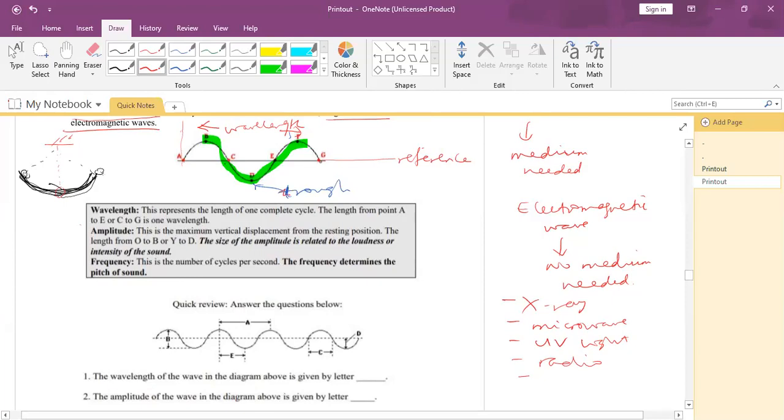If I add another trough here, from trough to trough, that's also a wavelength. It's a complete cycle, down from here, up, back to original, and then back to trough. That's also a complete cycle, a wavelength.